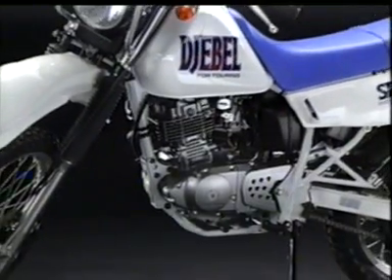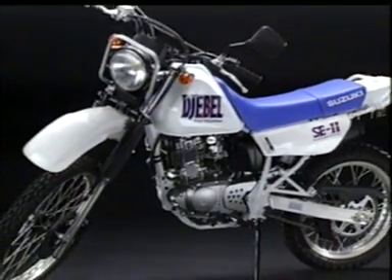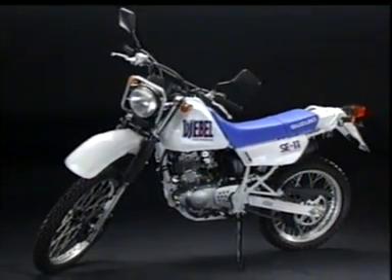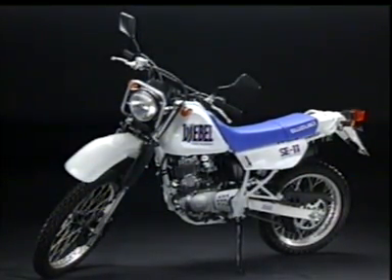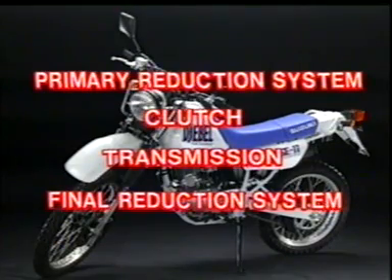What enables the motorcycle to start moving is the power produced by the engine being conveyed to the drive wheel. This is why we call the overall system by which this power is conveyed the powertrain. The powertrain consists of the primary reduction system, the clutch, the transmission, and the final reduction system.